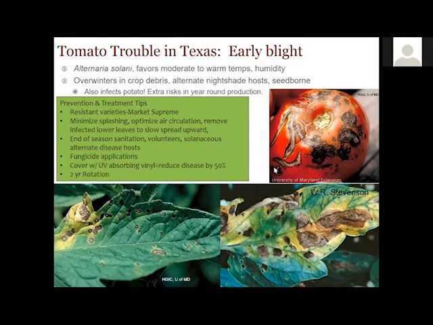Okay, so I see a lot of early blight in Texas. This is caused by Alternaria, the fungus we've talked about a few times. It favors moderate to warm temps, high humidity. It overwinters in old crop debris and alternate nightshade hosts. It can be seed-borne. And note, when I say alternate nightshade hosts, that includes potato.